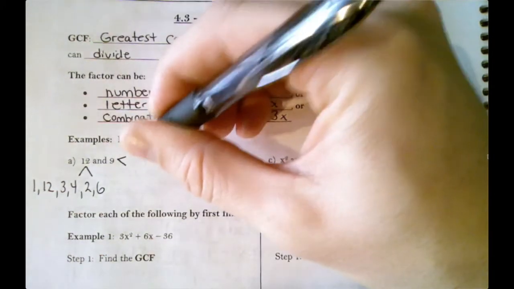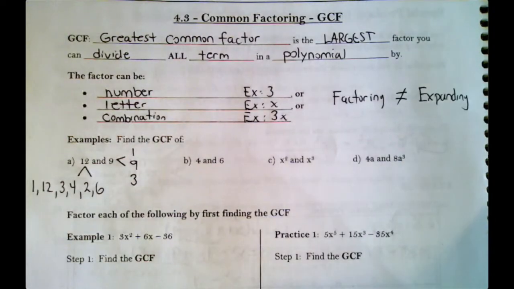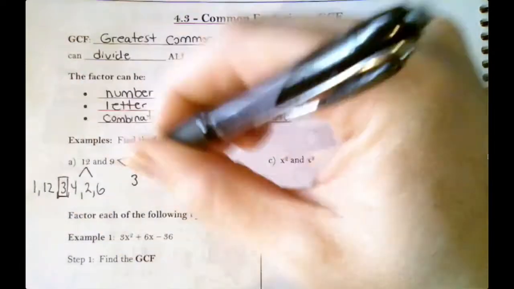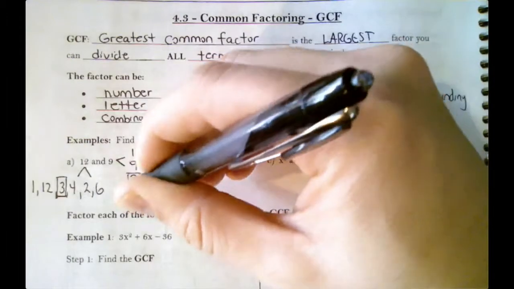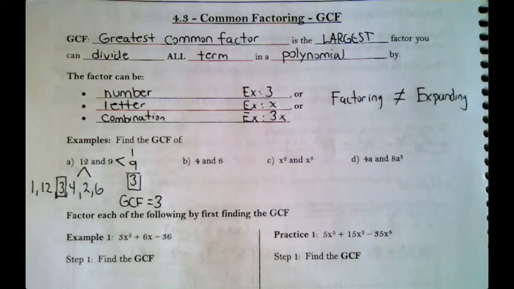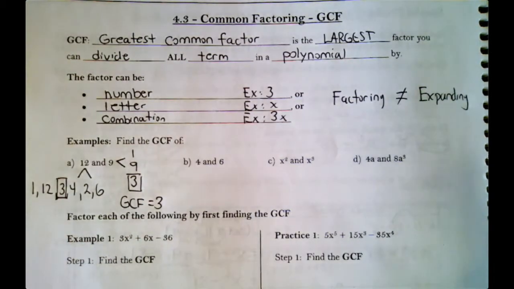9 has 1 times 9 and 3 times 3. So those are all the factors of 9. And if we look, the biggest number in both of those sets of numbers is 3. So the GCF is 3. I'm going to leave 4 and 6 for you to try.